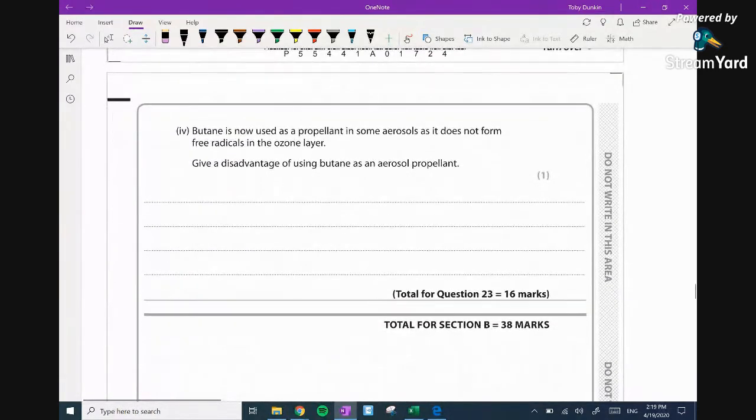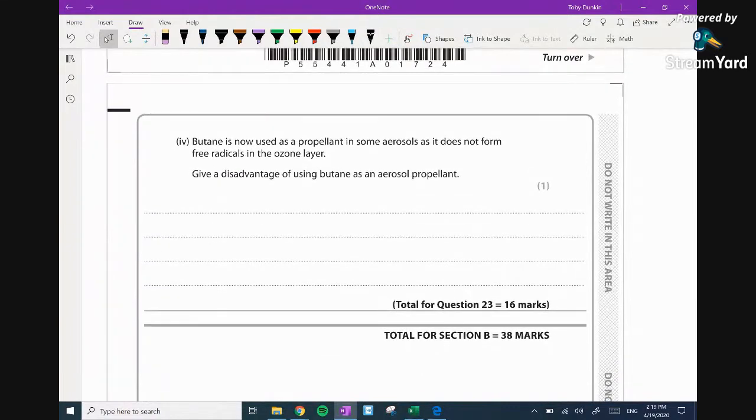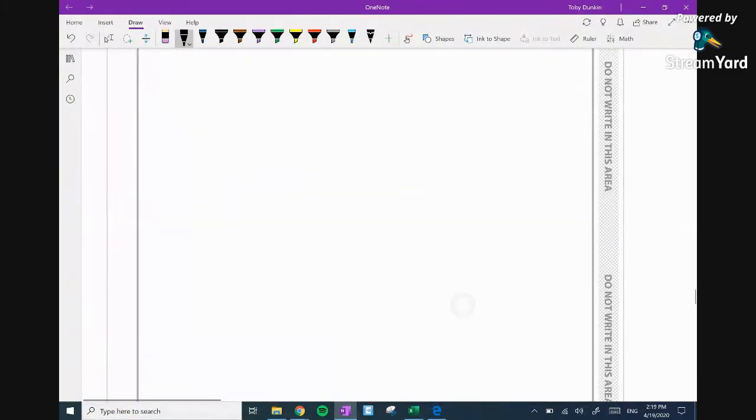Next, butane is now used as a propellant in some aerosols, as it does not form free radicals in the ozone layer. Give one disadvantage: butane's flammable. Yeah, butane is flammable. That's how you get your flamethrower deodorant can whenever you go camping. That's why, because they use butane.